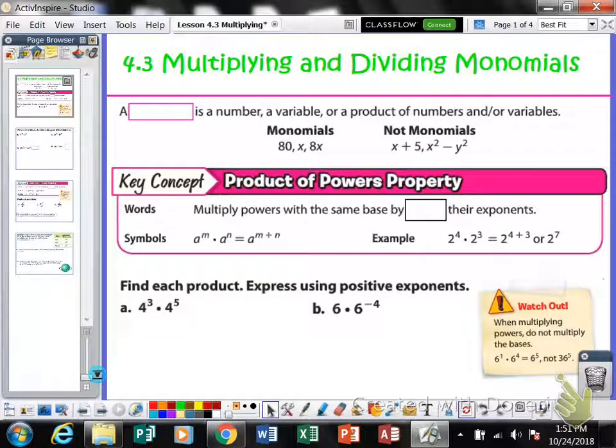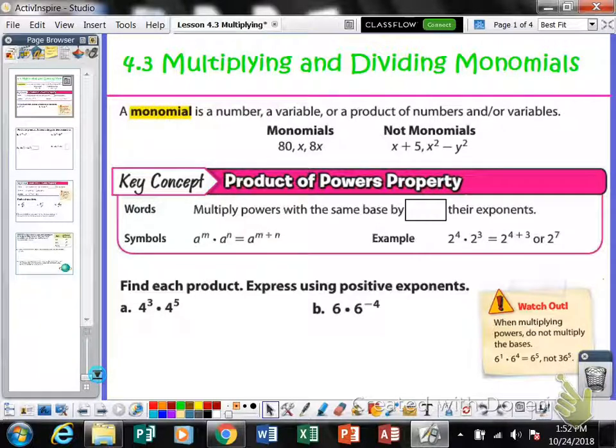Alright, lesson 4.3, multiplying and dividing monomials. So, ding, ding, ding, vocab alert. A monomial is a number or variable or product of a number or variables. So 80 is a monomial, x is a monomial. So any number, any variable, any combination product-wise of a variable and a number, like 8x, is a monomial.